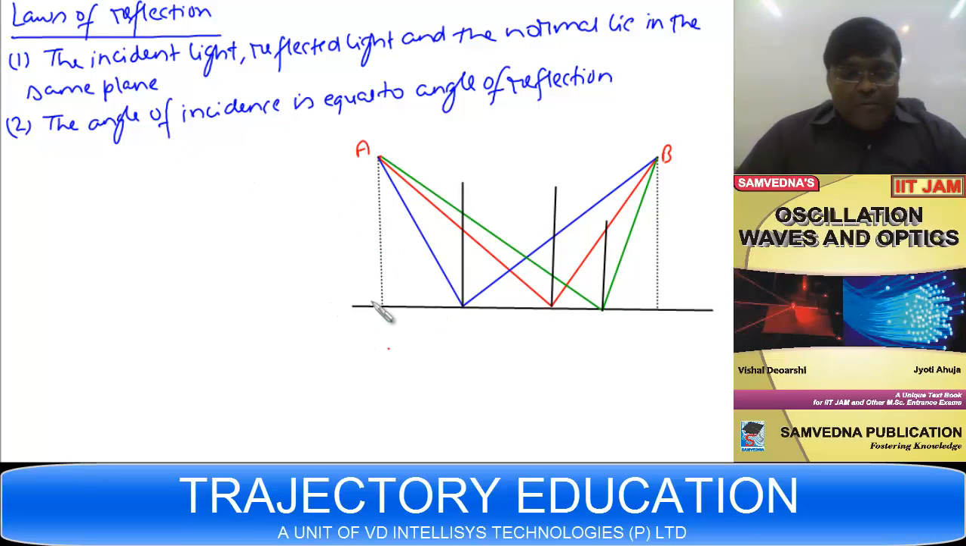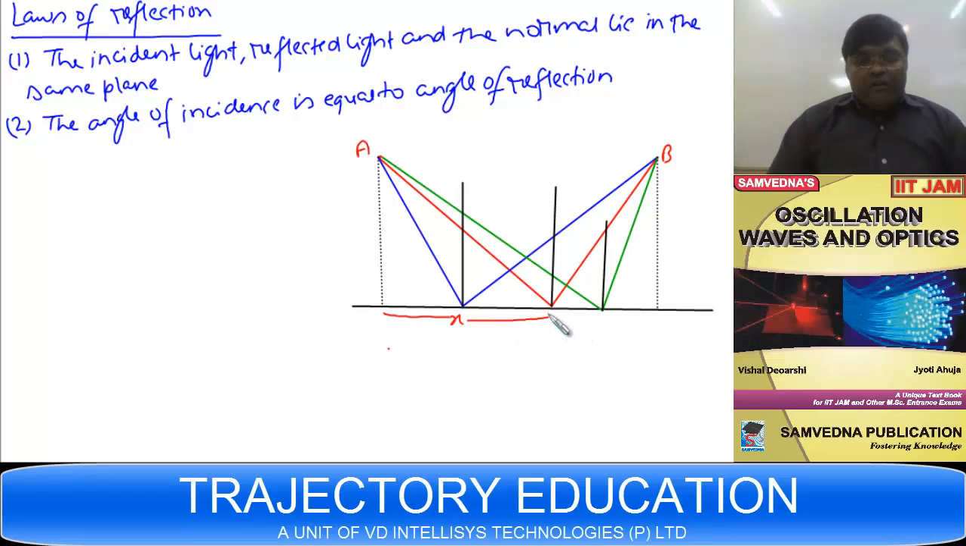Now let's see which is the possible path as per the Fermat principle. Suppose I use the variable x to characterize different paths. Suppose x is the variable characterizing different paths, right? This is the angle of incidence.